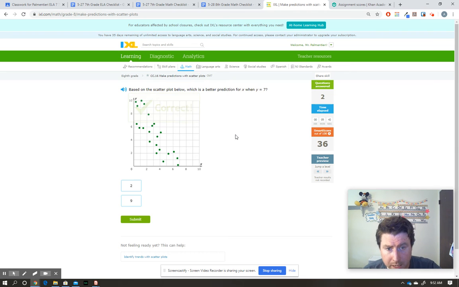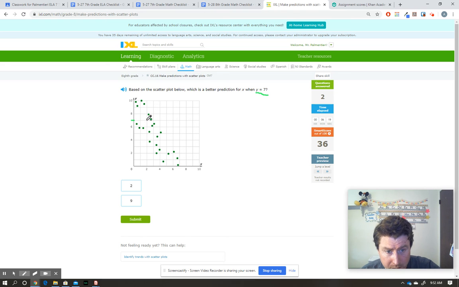Okay? So again, this one I'm going to do without making my best line of fit because you may not be able to draw on your computer screen like I have the ability to. So instead, I'm just going to use my common sense. Now this says, based on the scatter plot below, which is a better prediction for x when y equals 7. So now you've got to pay close attention. It says y equals 7. So here's my y line, and this would be 7 right here because here's 6 and 8, and in between there's 7.